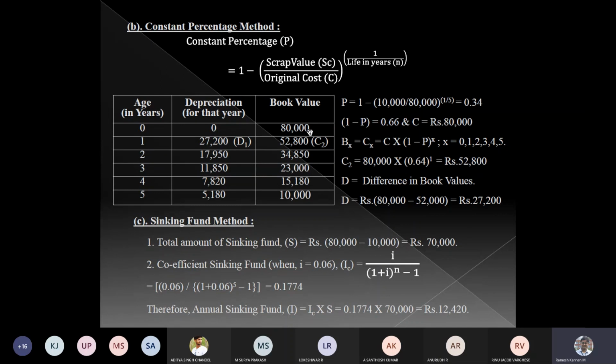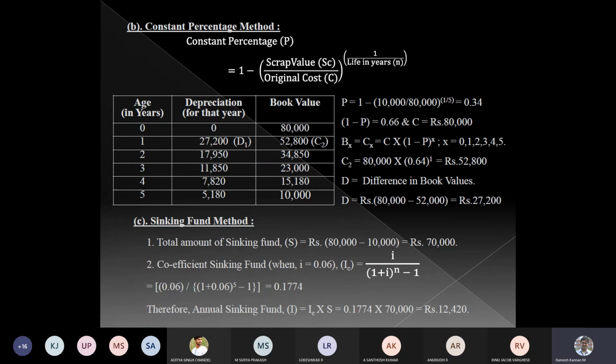In this case, the original value is 80,000. In the next case, the book value is 80,000 multiplied by 1 minus P, which is 0.64, power 1. So it's 0.64.